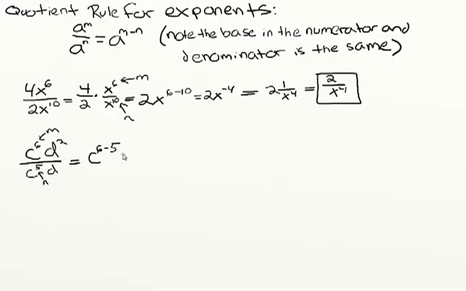And then for d, we have a 2 in the numerator, and the denominator we just have a d, so that's like d to the power of 1. So 2 minus 1. So then we have c, 6 minus 5 is 1, d, 2 minus 1 is 1. Then we can just write this as cd. So there's that.